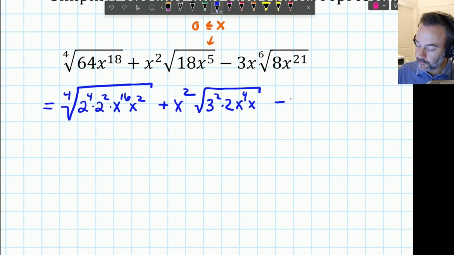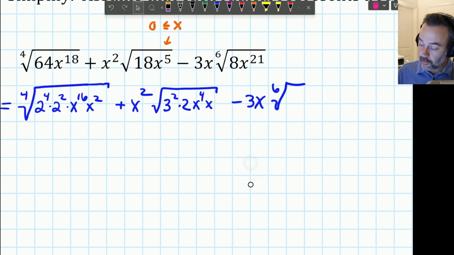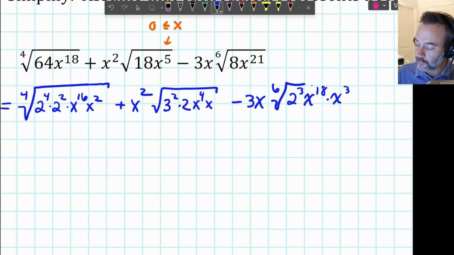On the last one, 3x. Now I have a 6th root of. Now underneath this radical, we'll have, well, let's see. This is 2 to the 3rd, and a multiple of 6 that's less than 21 is 18. So this would be x to the 18th times x cubed.